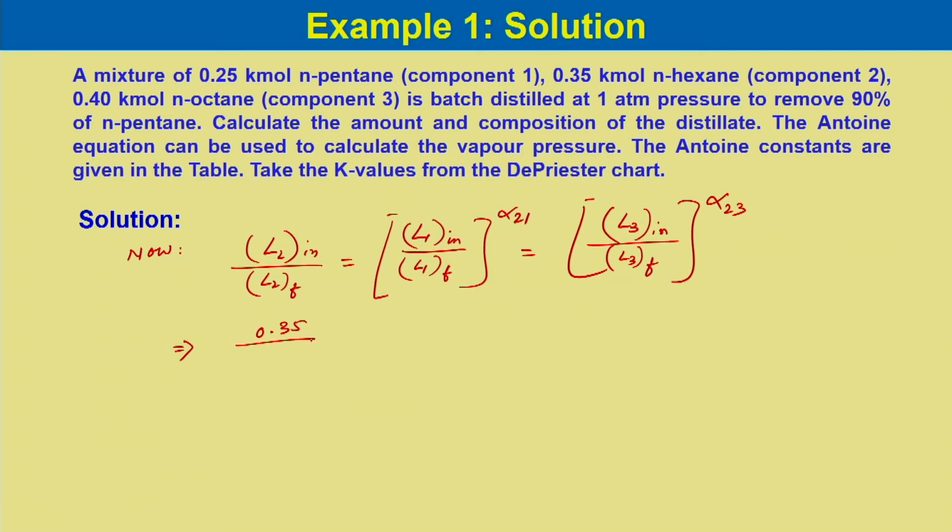0.35 by L2F would be equal to 10 to the power 0.4005, and from here we can obtain 0.139. This 10 is the ratio of L1 initial divided by L1 final. L1 initial was 0.25 kilomole of N pentane and the remaining, which is final, is 0.025 kilomole. So, the ratio L1 initial by L1 final is 10.